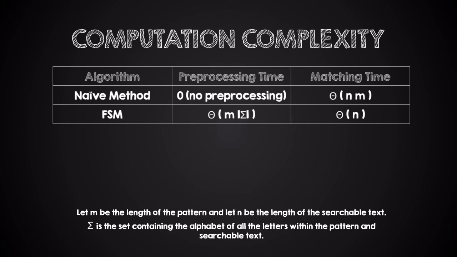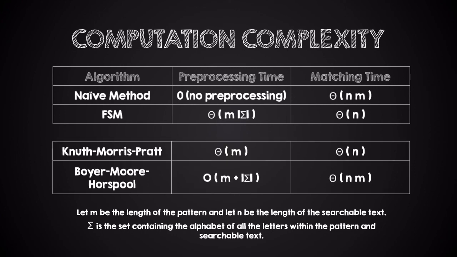There are many other algorithms out there, and a couple of the most used ones include the Knuth-Morris-Pratt and Boyer-Moore-Horspool algorithms, both of which have benefits and disadvantages compared to the finite state machine algorithm and the naive method.